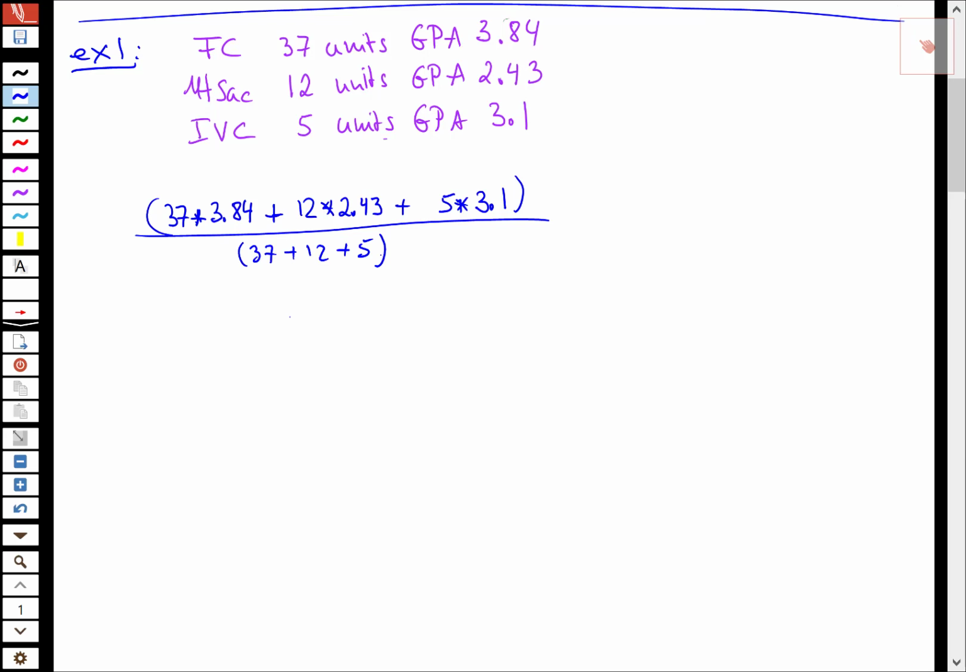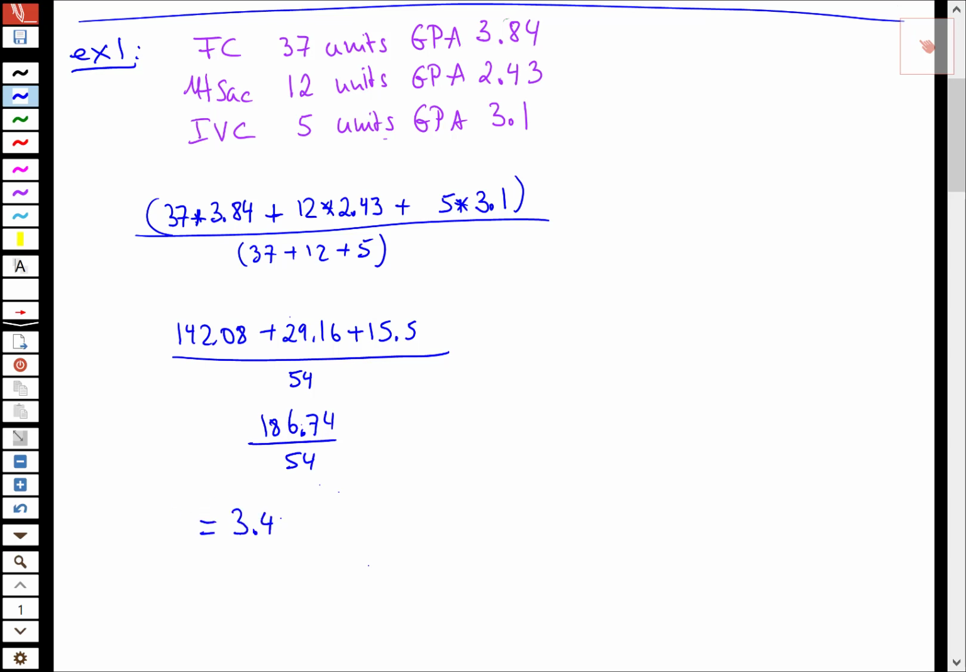So if I punch that into my calculator, the 37 times 3.84 gives me 142.08. 12 times 2.43 is 29.16. And then 5 times 3.1 is 15.5. And if I add those units all up, I get 54 units that you've taken total. So then you add the numbers on the top, 186.74 divided by 54, and you get your answer: your total GPA is 3.46. This is the college or total college GPA.